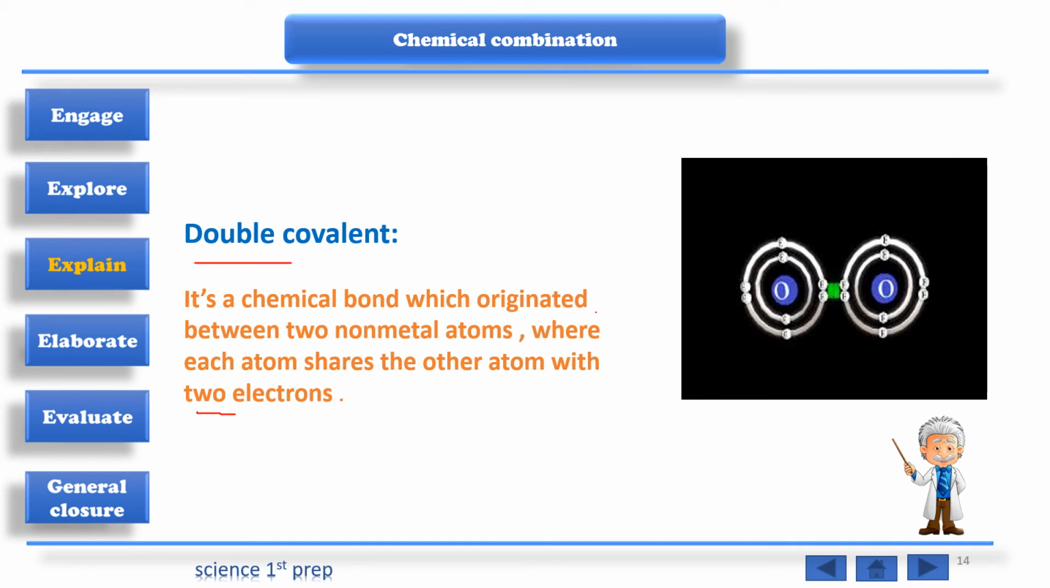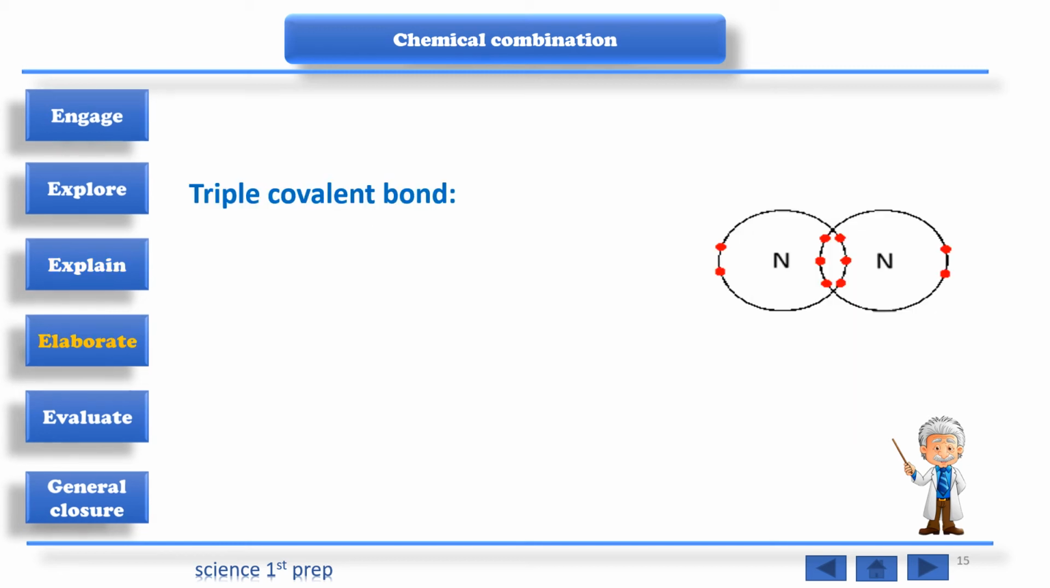electrons? Yes, 2 electrons, so it's a double covalent bond, as we can see here, oxygen 8, 2, 6. So it needs 2 electrons to complete the outermost energy level. Each atom shares 2 electrons. And here in the nitrogen atom, it's a triple covalent bond. Nitrogen 7, that means 2, 5.